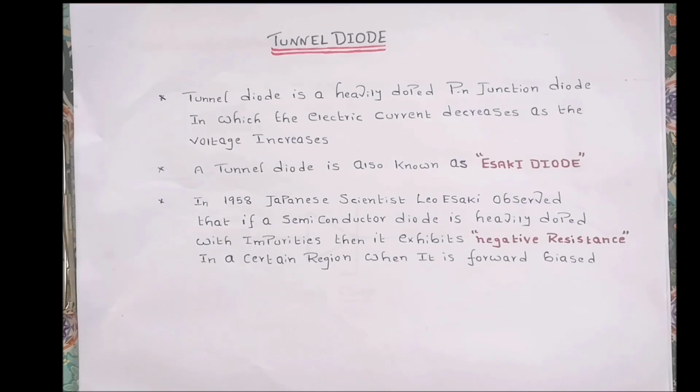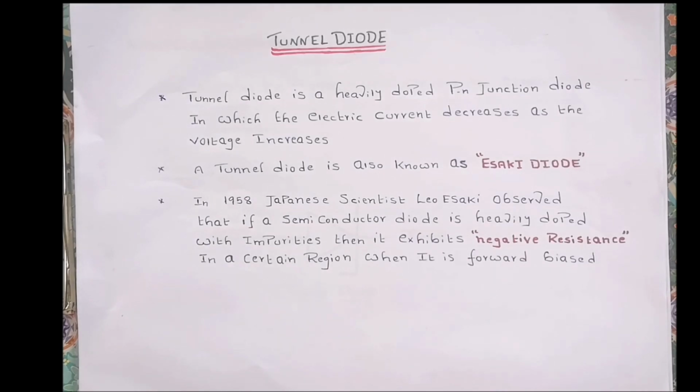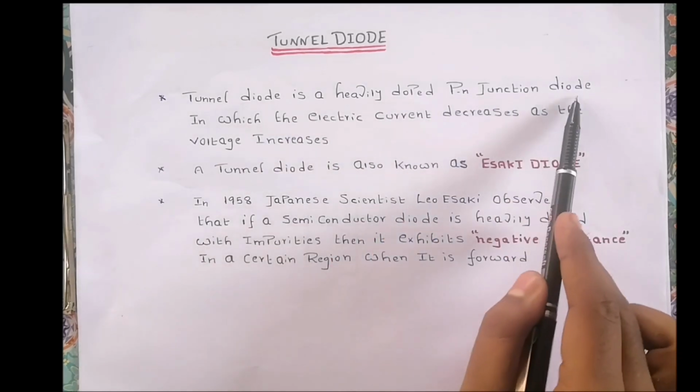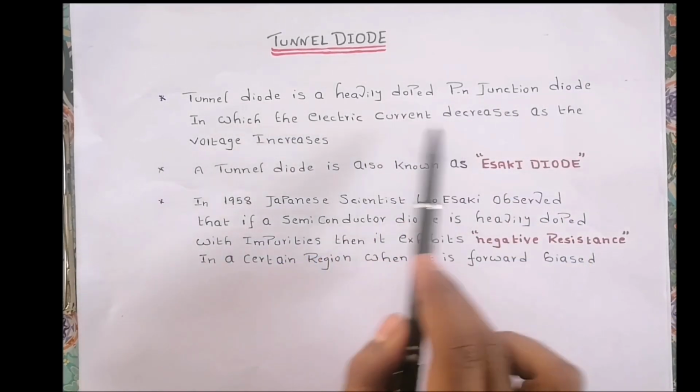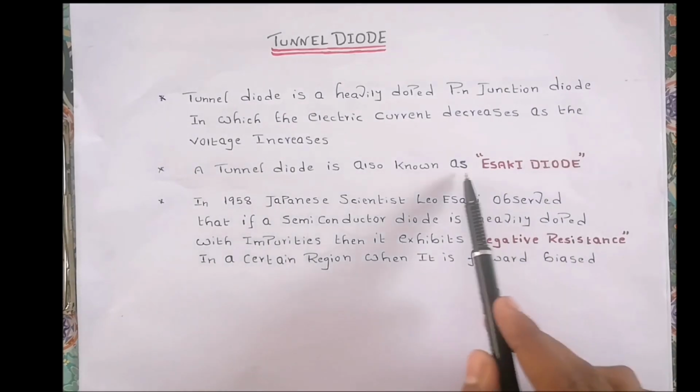In my previous video, we discussed Zener and avalanche breakdown. Today in this video, we are going to understand the tunnel diode. So here, a tunnel diode is a heavily doped p-n junction diode in which current decreases as the voltage increases. And this tunnel diode is also called the Esaki diode.